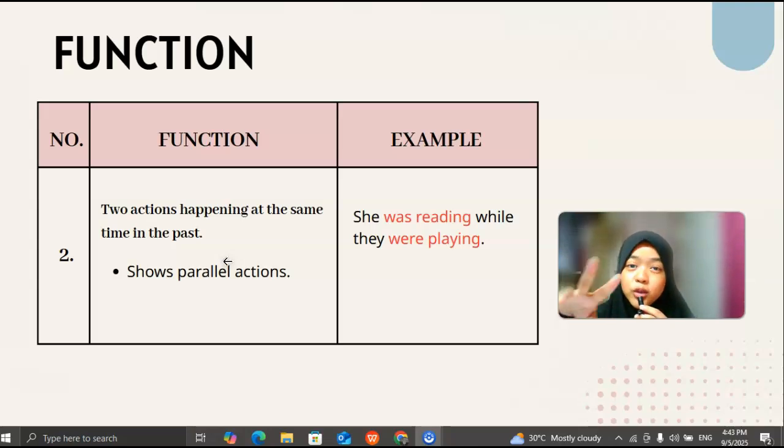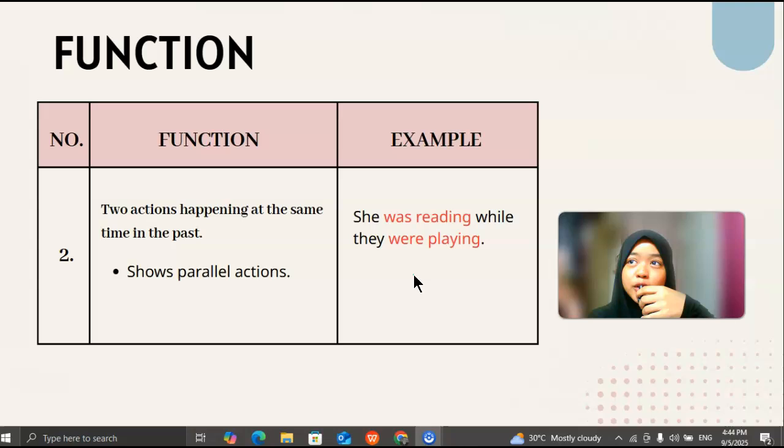So when you want to describe two actions that are happening at the same time in the past, you have to use past continuous tense. Say for example, you were reading in your room. While you were reading in your room, your brothers were playing outside. Yesterday, while you were reading in your room, your brothers were playing outside. So if you want to describe two actions happening at the same time in the past, you have to use past continuous tense. For example, she was reading while they were playing.